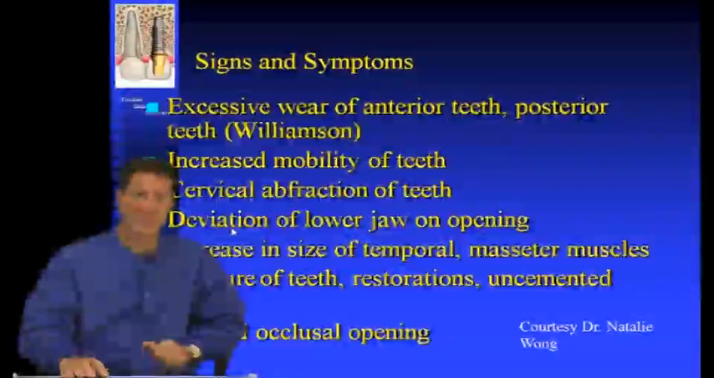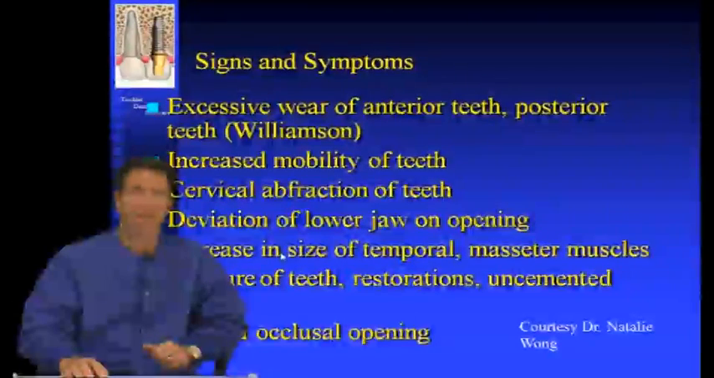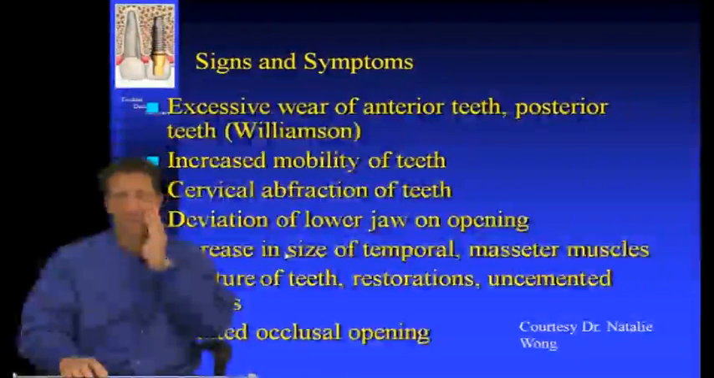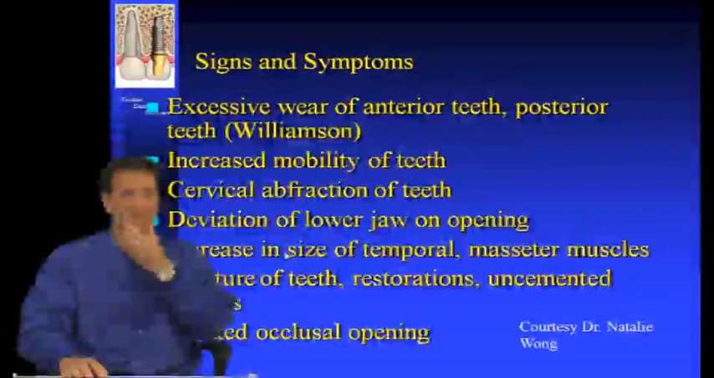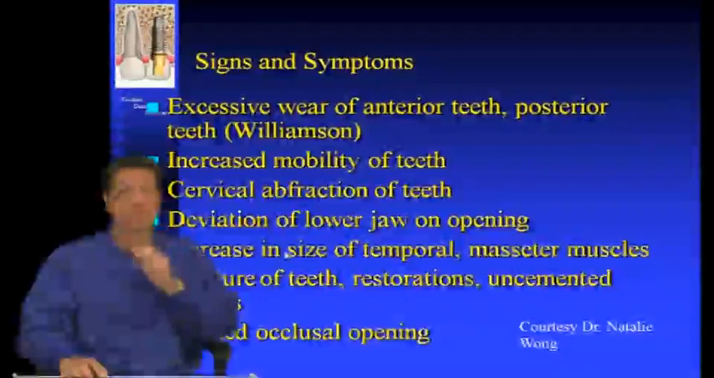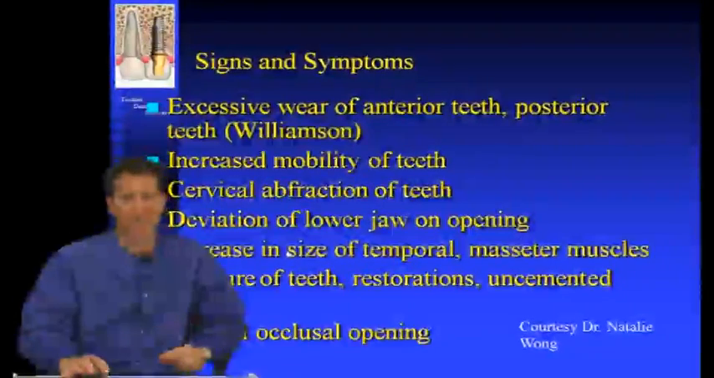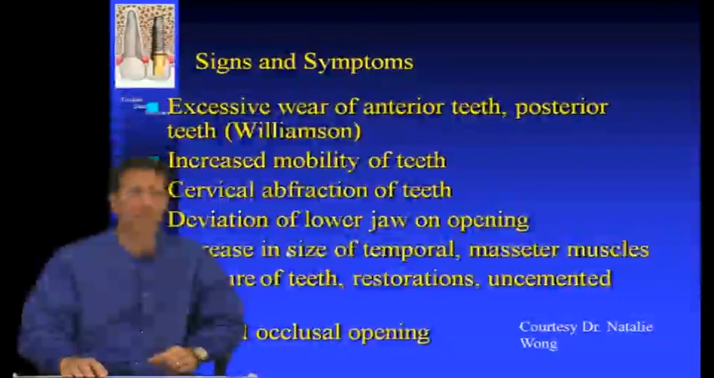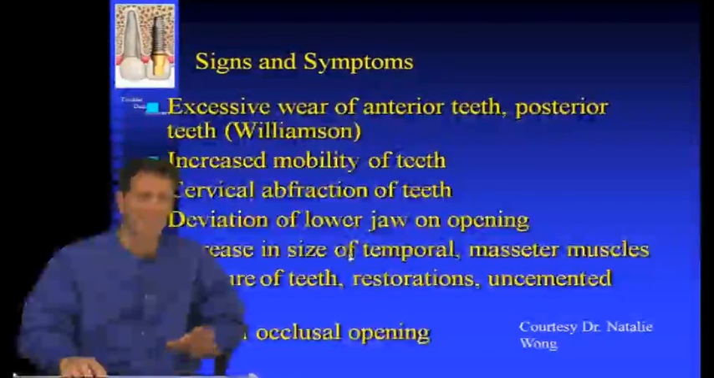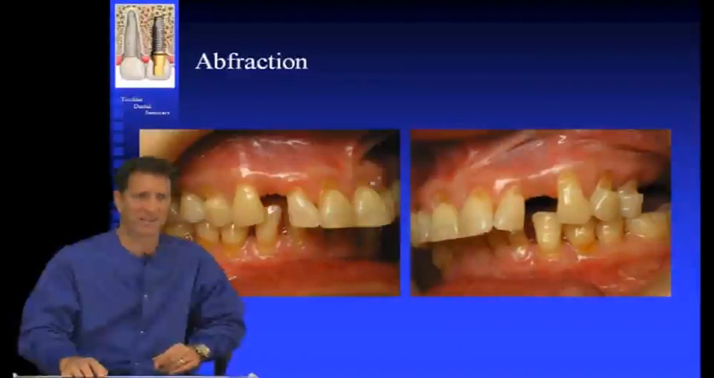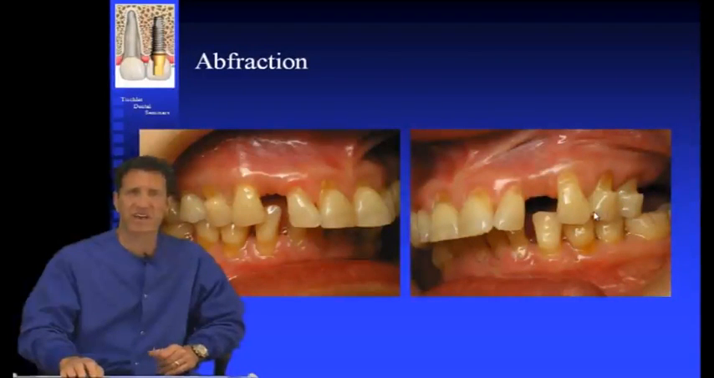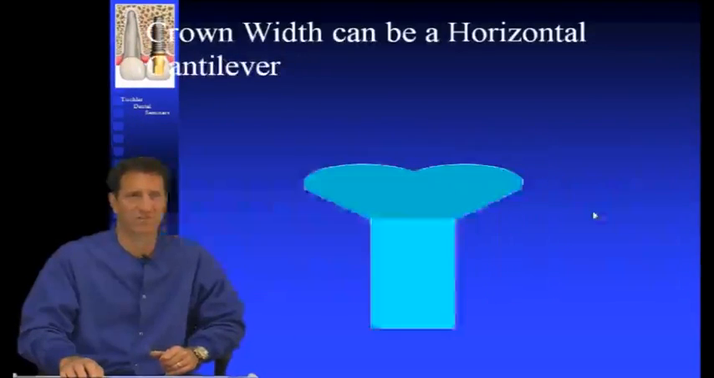If you see deviation of the lower jaw opening, looking at the muscles, if you see increased size of the temporal and masseter muscles, that's a good sign that the patient's going to be in parafunction. Fractured teeth, uncemented crowns, and limited occlusal opening. So these are signs of parafunctional activities. So when you see this abfraction here, this is not toothbrush abrasion.